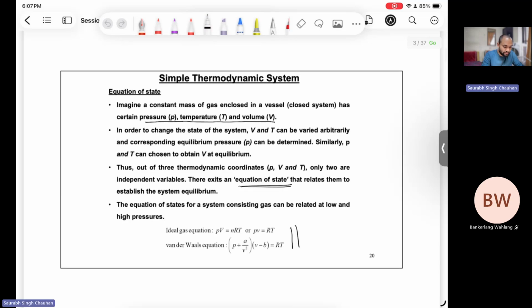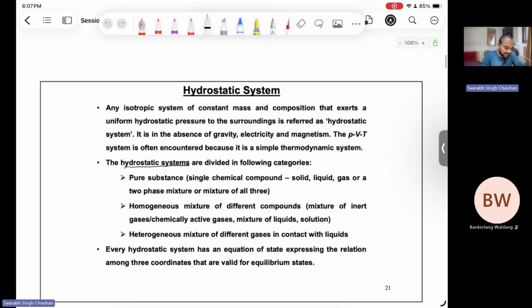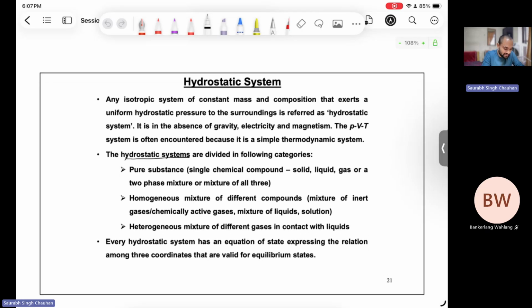In the last session, someone asked why we are again and again referring to this term hydrostatic system, and what exactly a hydrostatic system is. This is content directly from the lecture itself, and it clearly defines what a hydrostatic system is. It says any isotropic system. Isotropic basically means the properties are independent of direction. In all directions, the properties are the same. So you can also say it is homogeneous.